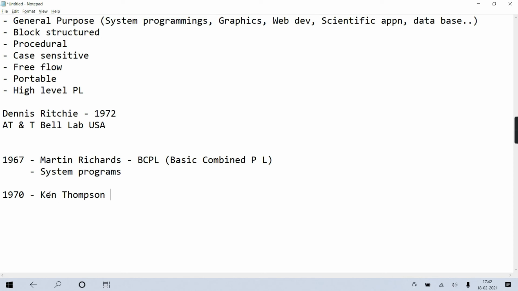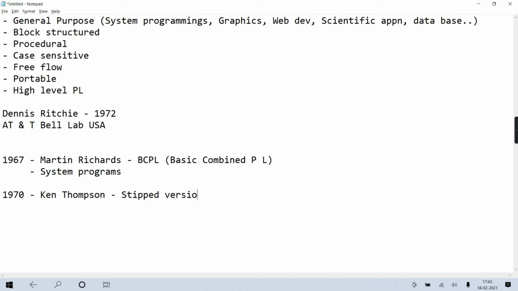So remember Ken Thompson at AT&T Bell Labs in around 1970. He developed one language called B, which came from BCPL. From BCPL, you can say it is a stripped version.